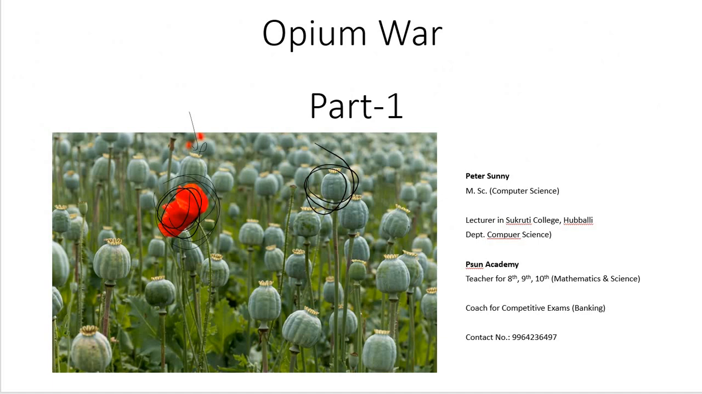I hope you understood the Opium War 1 story. In the next video I'll come up with part 2 of the Opium War, which was held between the British, French and the Chinese people. In that part 2, the Britishers will combine with the French, and then they will have a war against the Chinese people.